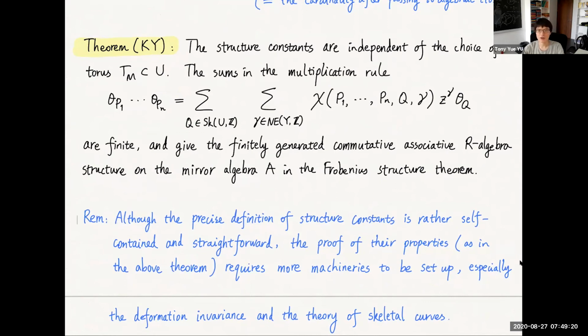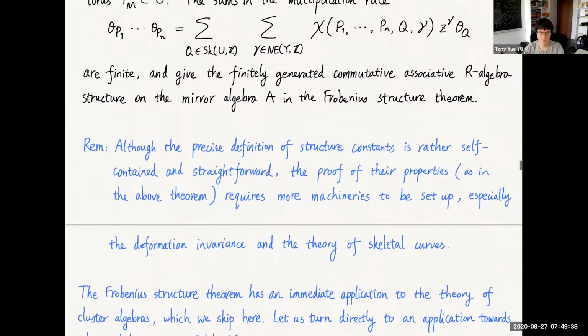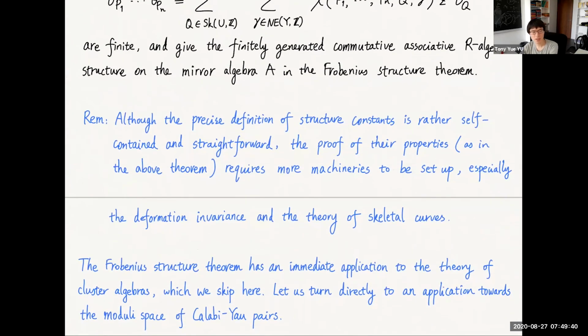Remark, although the precise definition of structure constants is rather self-contained and straightforward, the proof of their properties requires more machineries to be set up, especially deformation invariance and the theory of skeletal curves. So that's all I want to explain for the Frobenius structure theorem or the Frobenius structure conjecture.